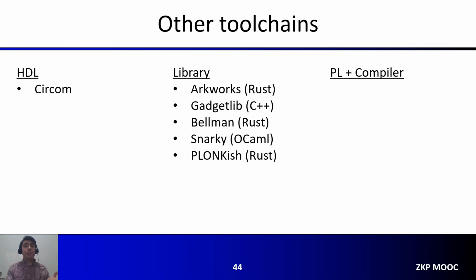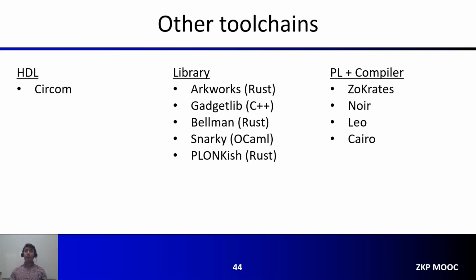In terms of libraries, ArcWorks is the Rust library that we saw, but there's also a C++ library called GadgetLib. There's another competing Rust library called Bellman. There's a library in OCaml called Snarky. There's another library in Rust called Plonkish that doesn't produce rank 1 constraints. It produces constraints that can be used with the Plonk proof system.